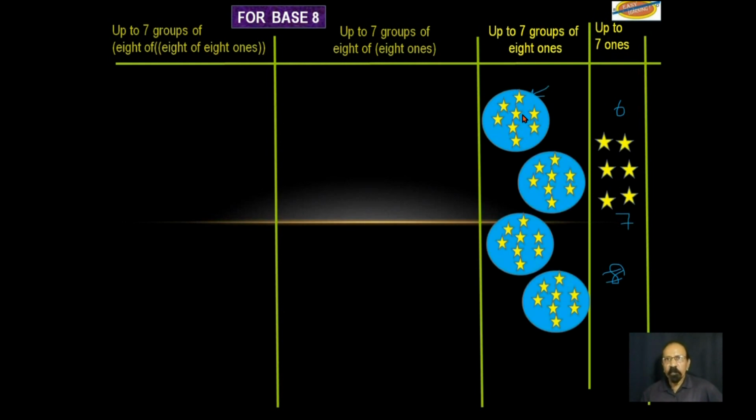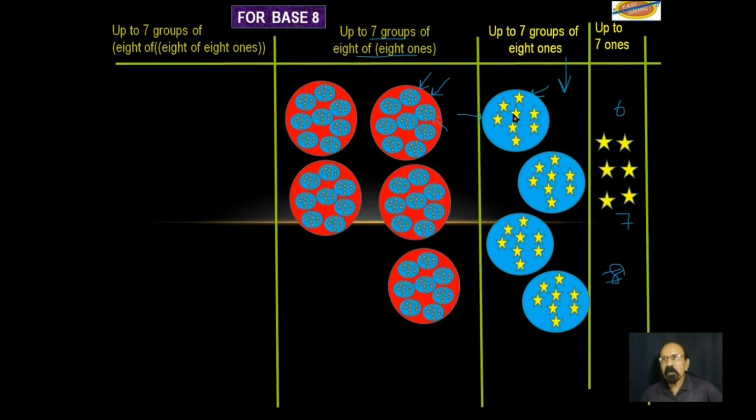If we add some more groups of 8, we now have 1, 2, 3, 4 groups of 8. Remember, this column could take up to 7 groups of 8. But if you add some more groups and you get 8, you will have to take all of those and make a larger group over here. And this column could take 7 groups of 8 of 8s. Notice this group has 8 and each little group inside has 8, like what we had over here. So it could take 7 such groups.